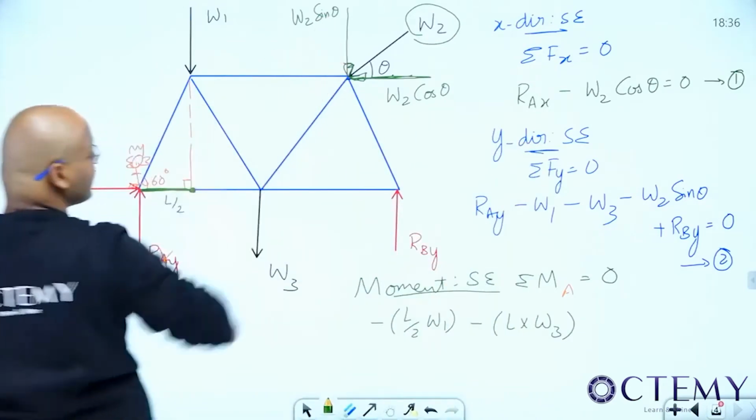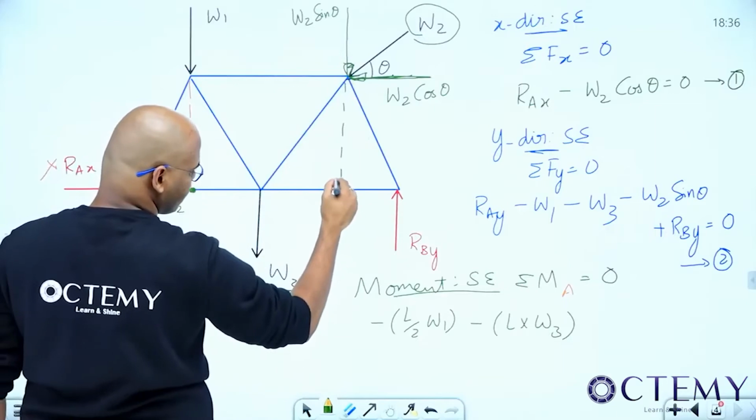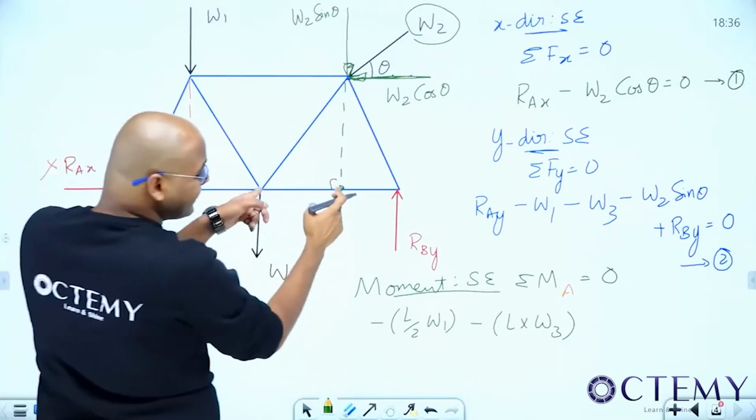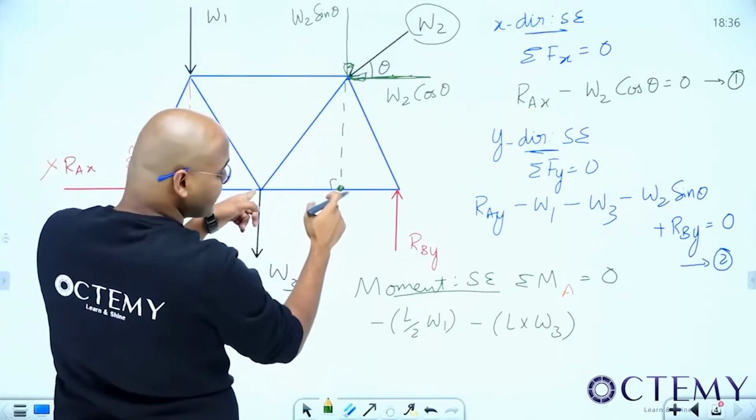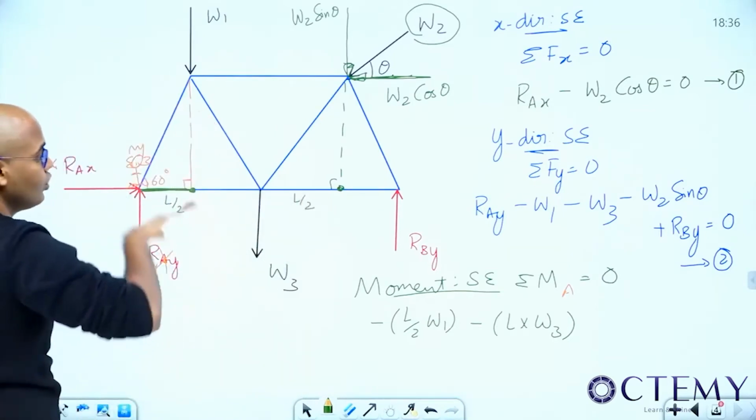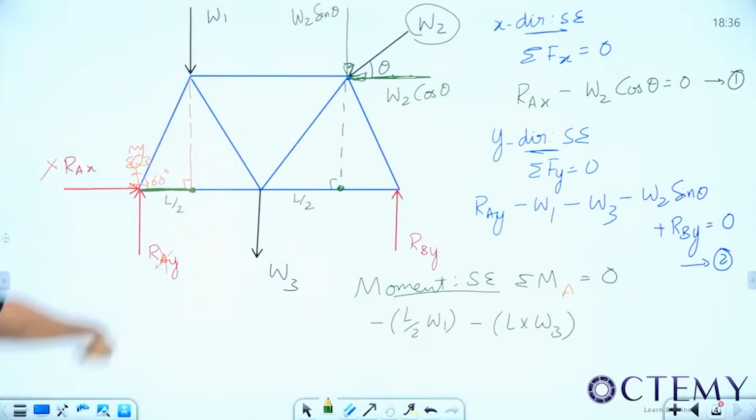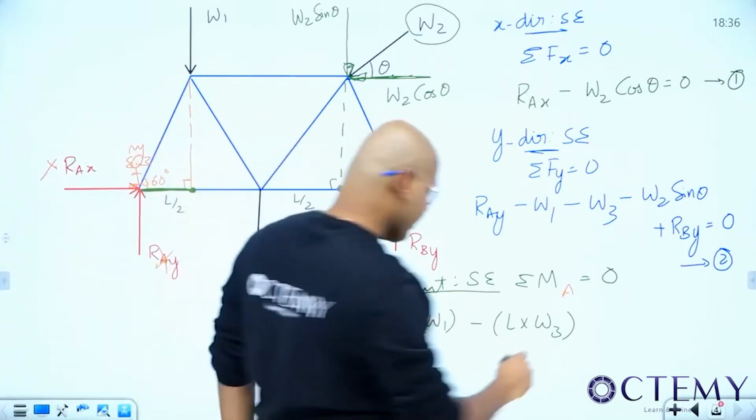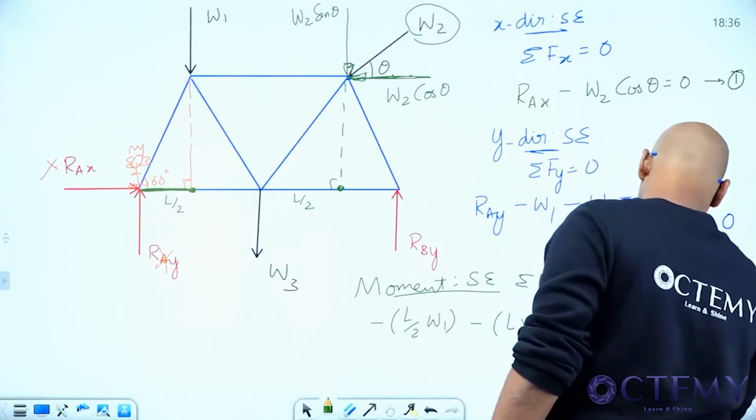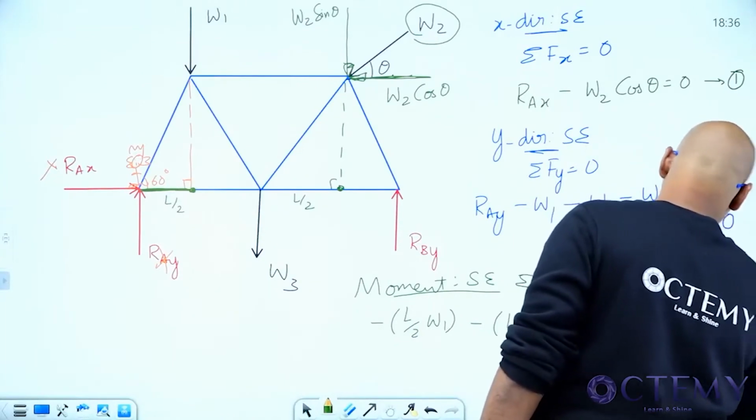Next, go to W2 sine theta. This is the line of action. See, this is again the same equilateral triangle at the half, so it is L by 2. So L plus L by 2, 3L by 2. Now, this is the position vector. How is it turning? Again, clockwise. So, minus 3L by 2 W2 sine theta.